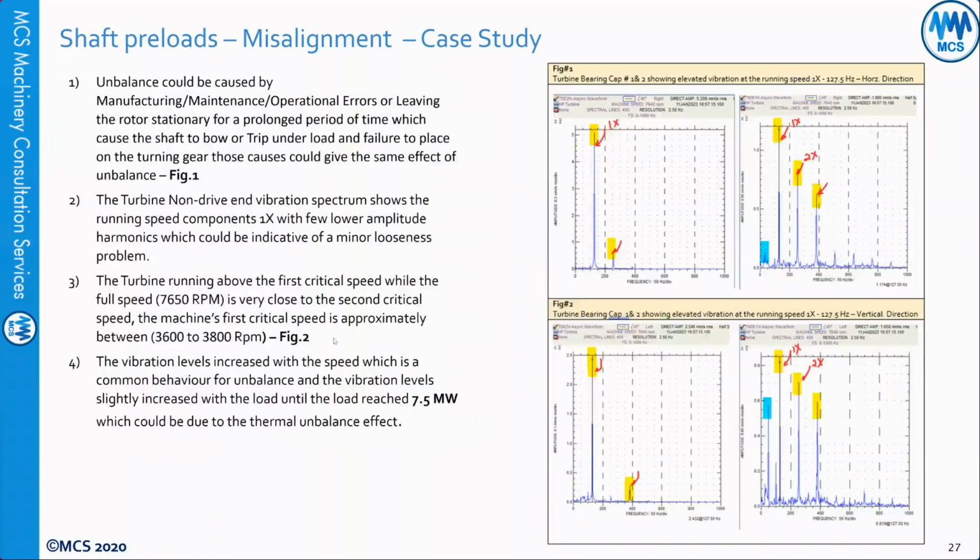So when we look at the vibration spectrum, it was showing 1x and lower 2x. This is the bearing cap. Bearing caps 1 and 2 show elevated vibration at the running speed, 1x. This is the running speed. And this was the 1H and 2H, and this was the 1V and 2V. So this is all the bearing cap vibration, as you can see here, 1x and the smaller 2x.